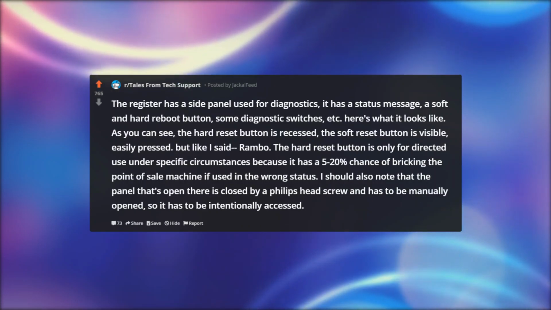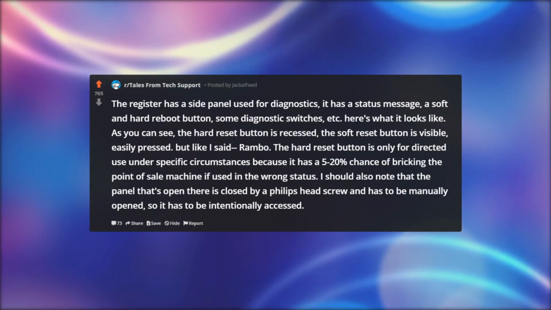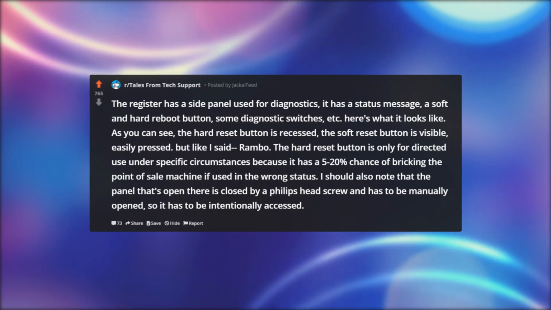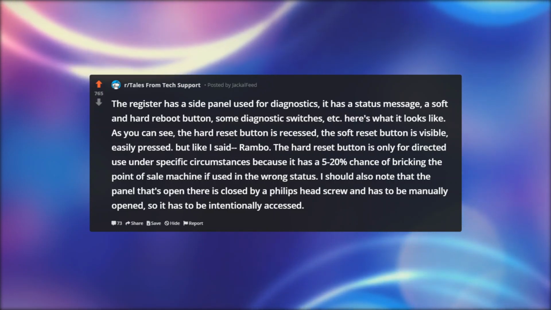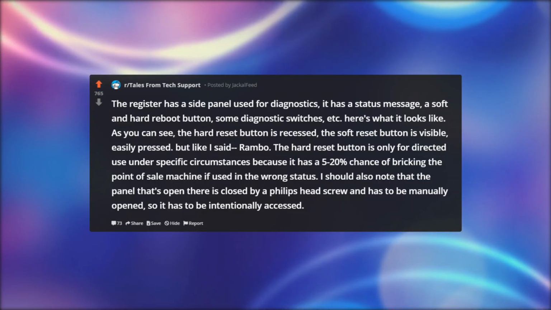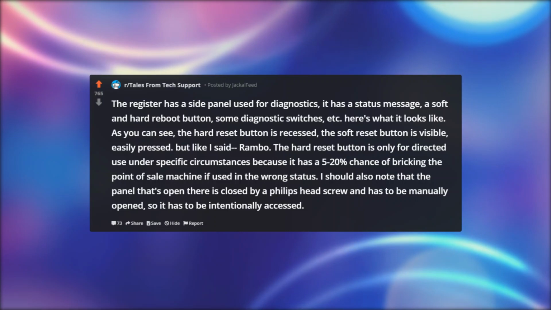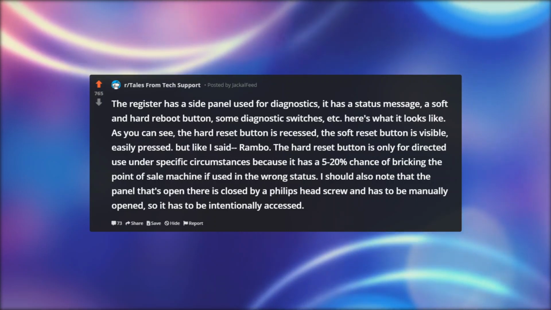The register has a side panel used for diagnostics. It has a status message, a soft and hard reboot button, some diagnostic switches, etc. Here's what it looks like. As you can see, the hard reset button is recessed, the soft reset button is visible, easily pressed. But like I said, Rambo.